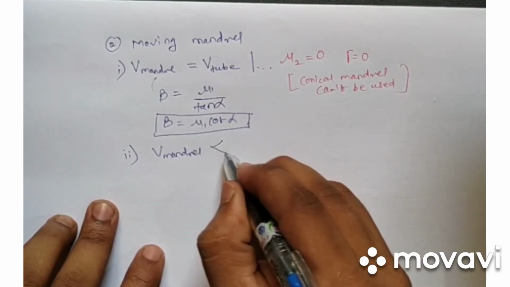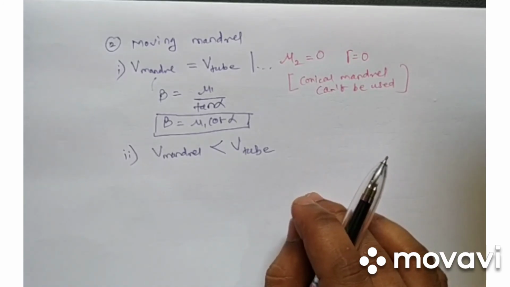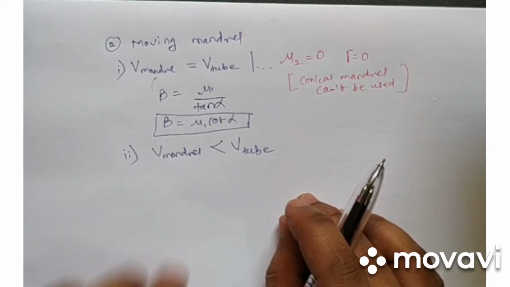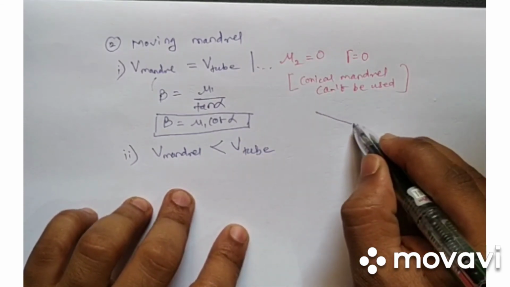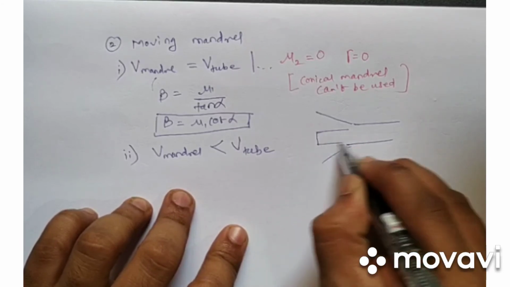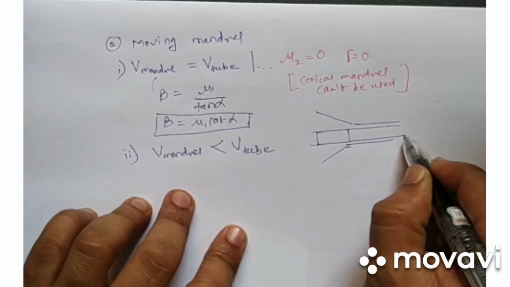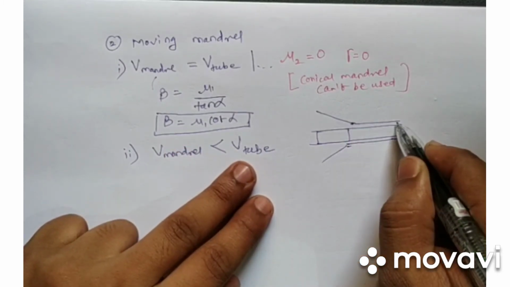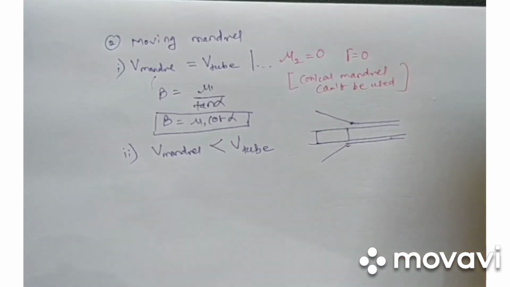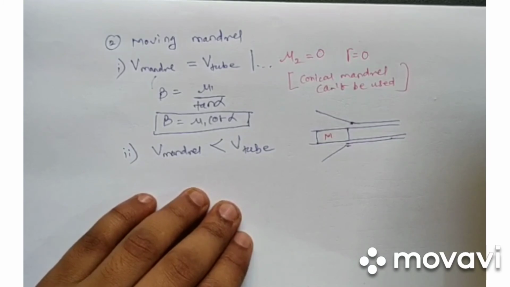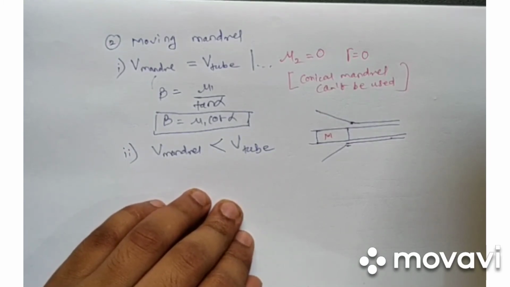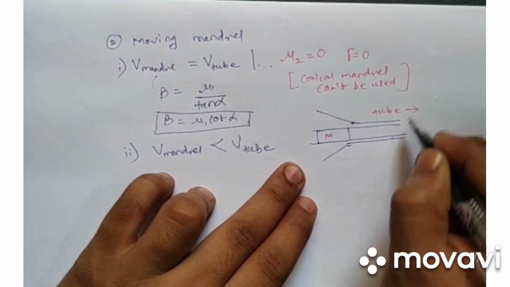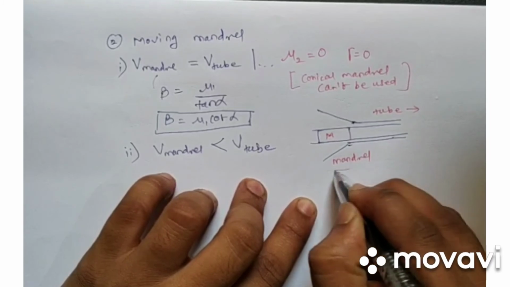Now say if the mandrel velocity is different, say the mandrel velocity is lesser than the velocity of tube, right? So what will happen in this case? The mandrel is moving in the backward direction. Let's focus again on this diagram. We have a mandrel here, in this section. The velocity of the mandrel is less than the velocity of the tube, so this mandrel, let's say m, its motion will be in the opposite direction. The mandrel will move in the backward direction, while the tube is moving in the forward direction.